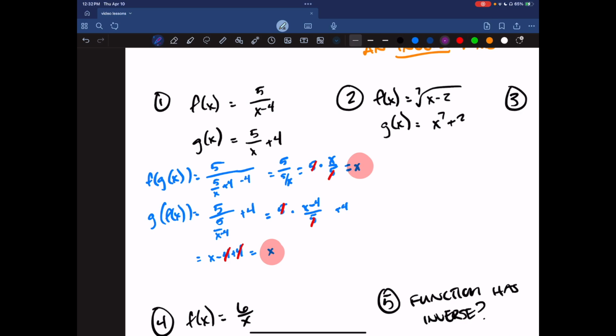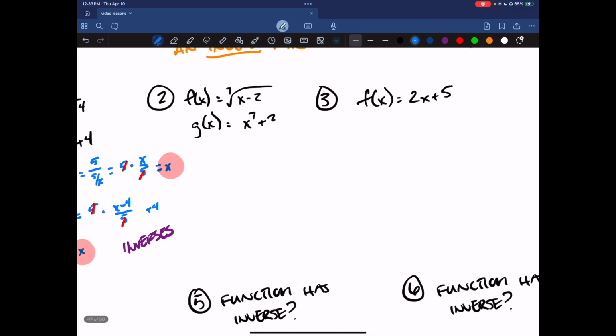That's what I wanted. So it's safe to say that these two are inverses of one another. All right, let's do it again on number 2. All right, on number 2, we're going to, let's see, f of g of x.